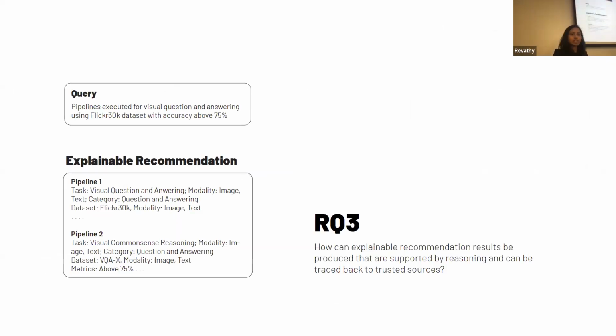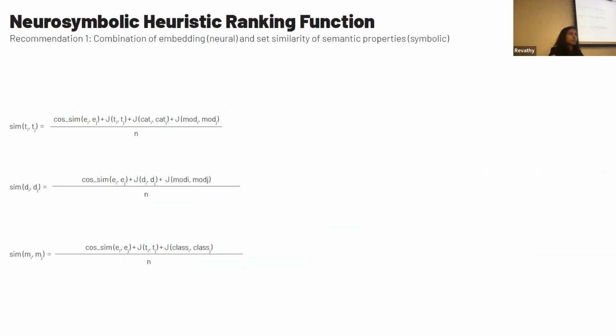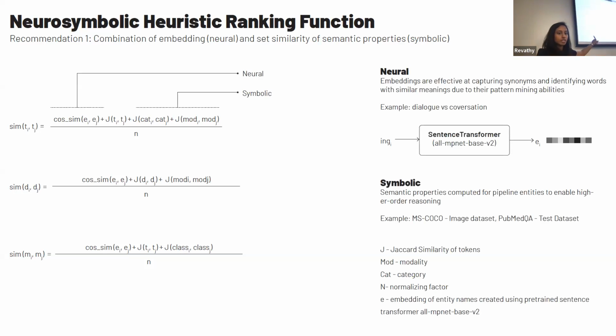Now on to research question 3, explainable recommendation. First, in this case, we do have the task, dataset, and model, which are the major key players in a pipeline. So we designed a neurosymbolic ranking function for each of these. So the similarity of task looks as follows. Similarity of dataset and model correspondingly looks as follows, which can be either used in combination or separately to identify the relevancy of each of these components, which will help us form the overall relevancy as well.